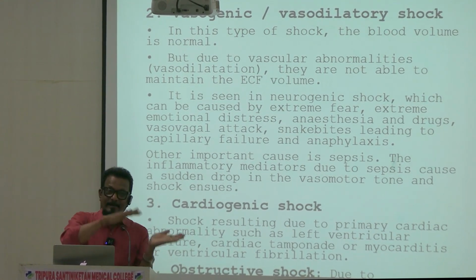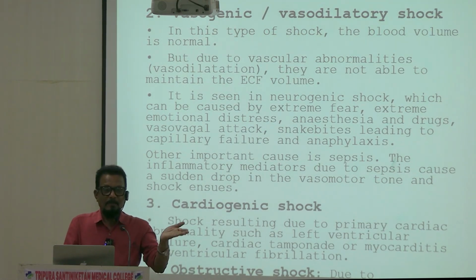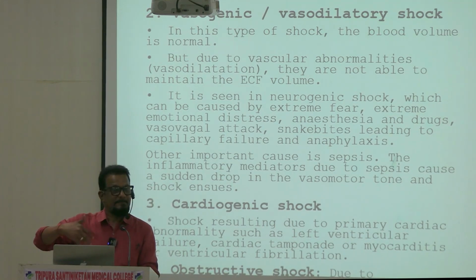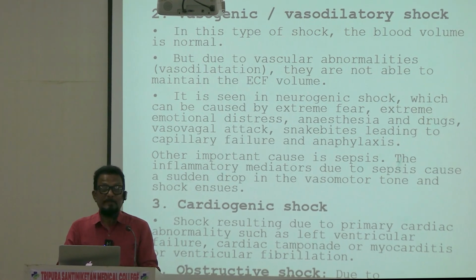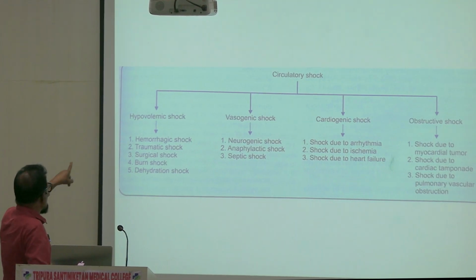As a result, there is again a shifting of oxidation from aerobic to anaerobic, lactic acid synthesis and lactic acidosis, and damage of the cells. Circulatory shock is of 4 types, as I said.